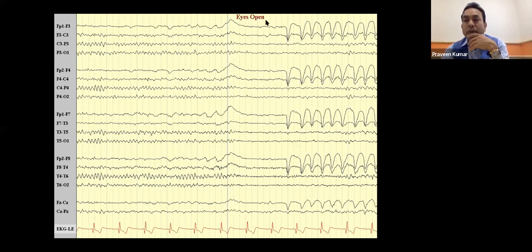The moment the eyes are open, these are the artifacts because of the eyes opening. And we'll have an artifact class also. You see the posterior rhythm has vanished, disappeared. So the posterior rhythm, the alpha rhythm, disappears by opening the eyes because you have become attentive. So when the visual attention is not there, you get the posterior dominant rhythm, the alpha rhythm.